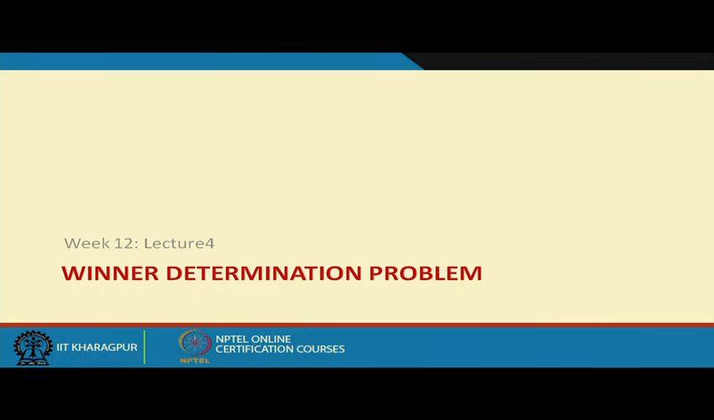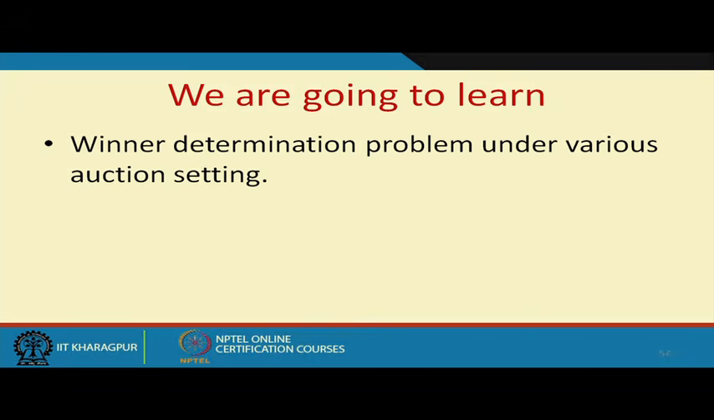the next question is how to conduct the auction, how to determine the winner, etc. Now, determining the winner, who will be the winning bidder, is the next problem. So, in this lecture we are going to learn about the winner determination problem under various settings.